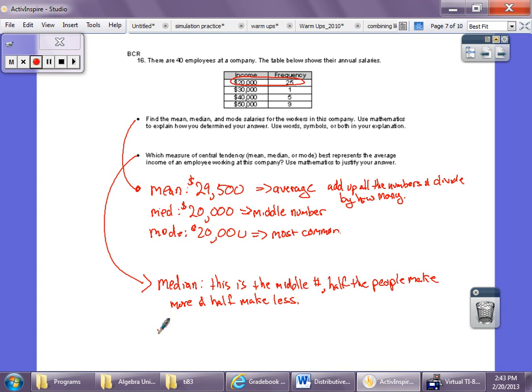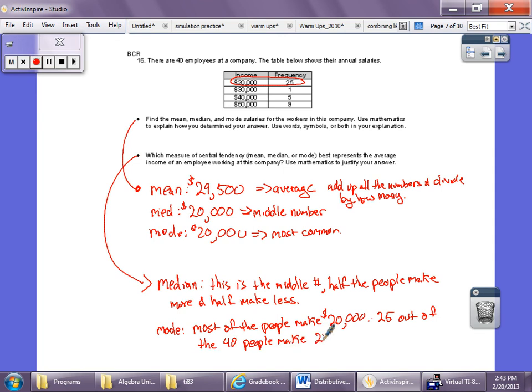Or you could say the mode, because 25 people out of this survey make 20,000. All right, so most of the people make $20,000. It's actually 25 people out of 40, so 25 out of the 40 people make $20,000. So that's why the mode will work for this one.